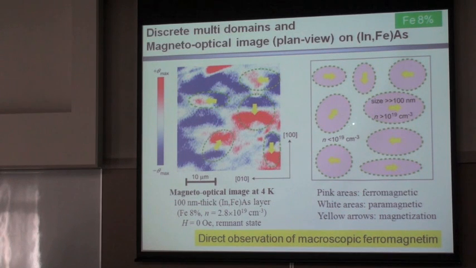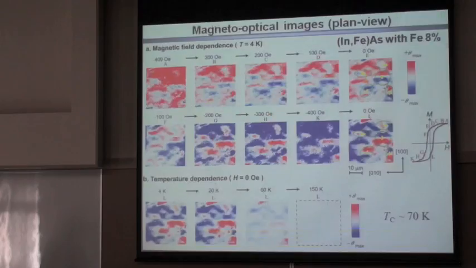And also we see some white area, which is paramagnetic. This is because we have some fluctuation in the carrier concentration. This area is ferromagnetic because the carrier concentration is greater than 10 to the 19th. And in some areas, the carrier concentration is less than 10 to the 19th because of some structural fluctuations or defects. So we see paramagnetic area. So anyway, we directly observe the macroscopic ferromagnetism in this material.